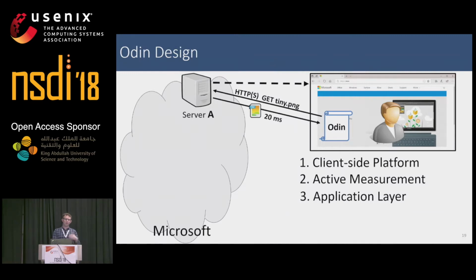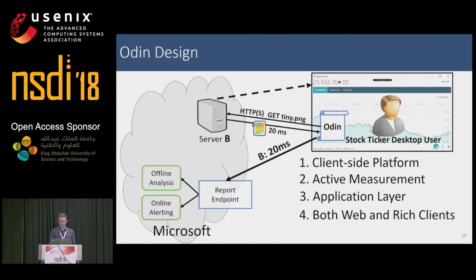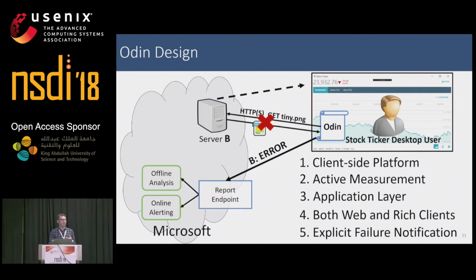So after Odin issues a measurement, it can report that measurement result to a report endpoint, where it gets enriched with metadata such as geolocation information, and then it gets sent to our analysis and alerting pipelines. So Odin supports both web and rich clients. Here we have a stock ticker desktop user being served by server B, and it performs the same measurement as the web client except to server B. So let's say our measurement to server B fails. Odin provides an explicit failure notification by having the client report the error to our backend. And this allows us to track availability and to look for outages.